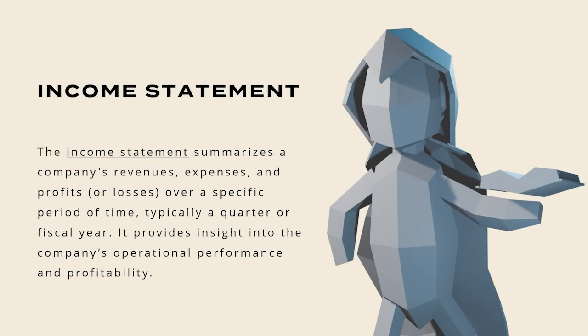Let's take a look at some basic financial statements. The first one that we really want to understand is an income statement. An income statement summarizes a company's revenue, expenses, and profits or losses over a specific period of time. Some companies review this quarterly, some companies review this by fiscal year. Regardless of the cadence, it does provide insight into a company's operational performance and profitability.